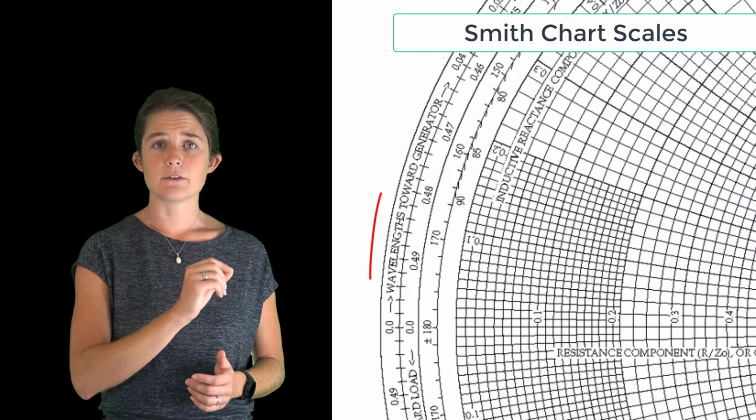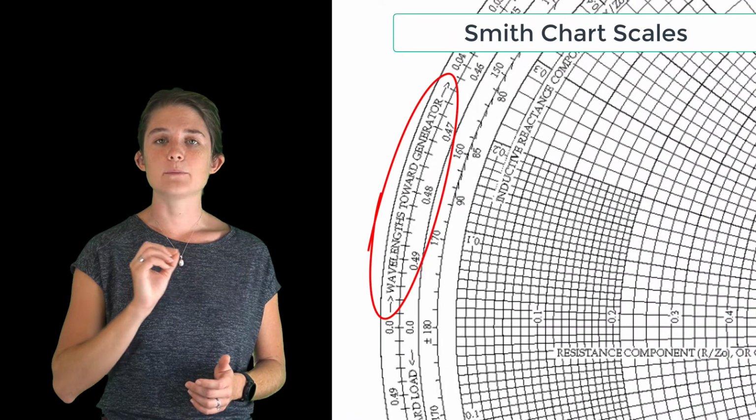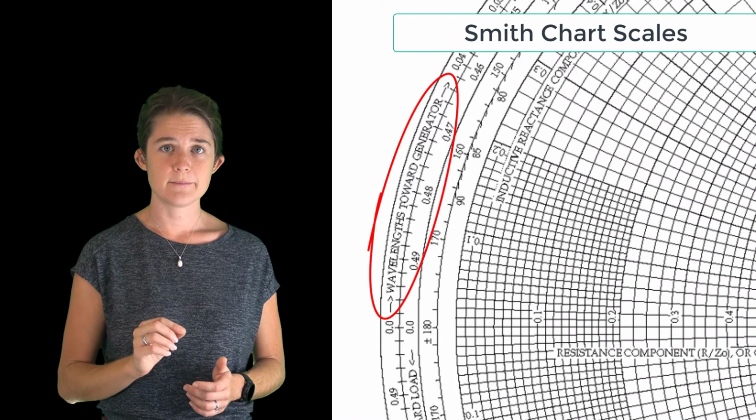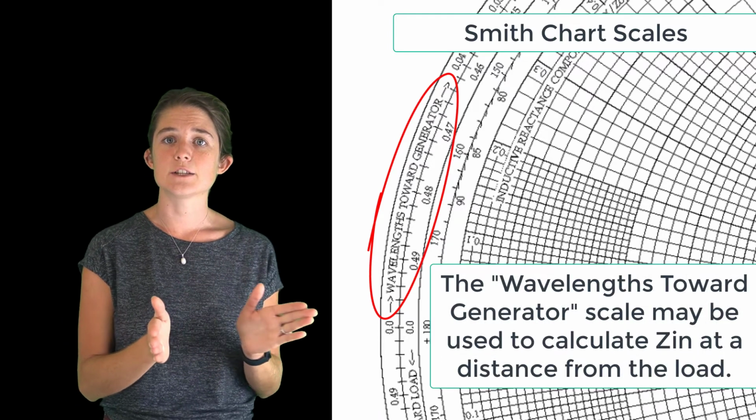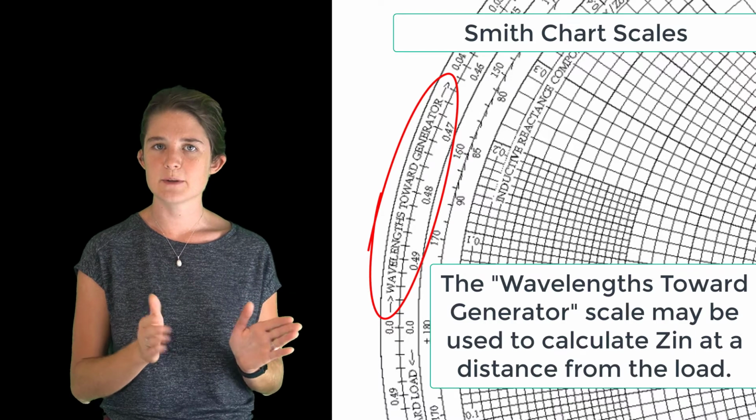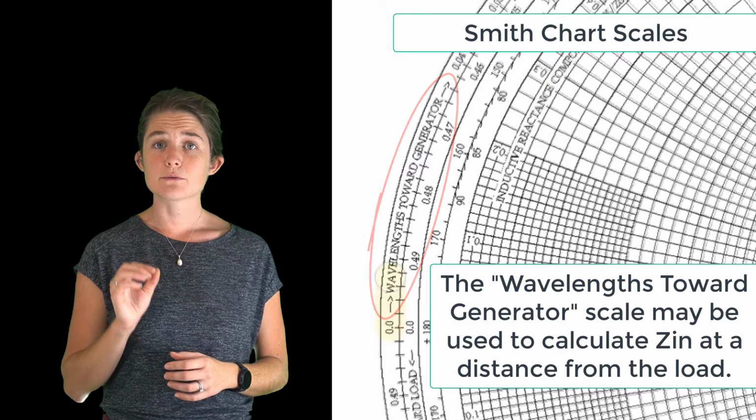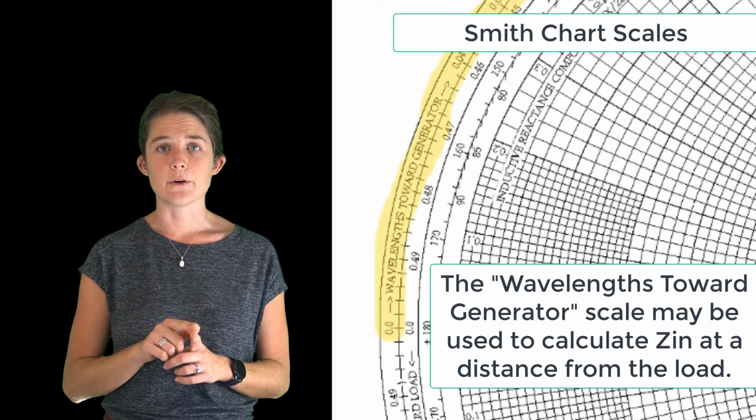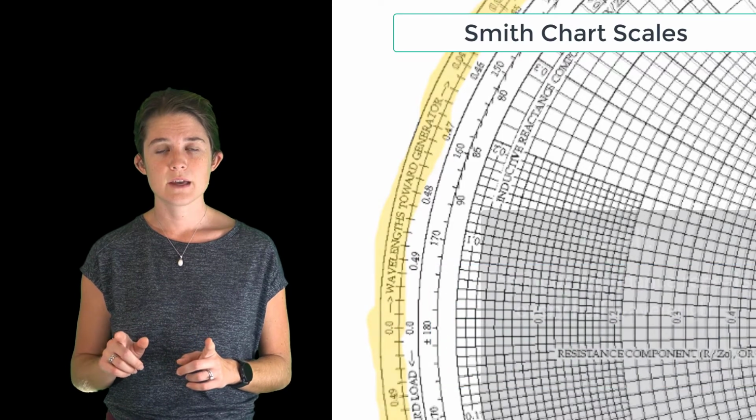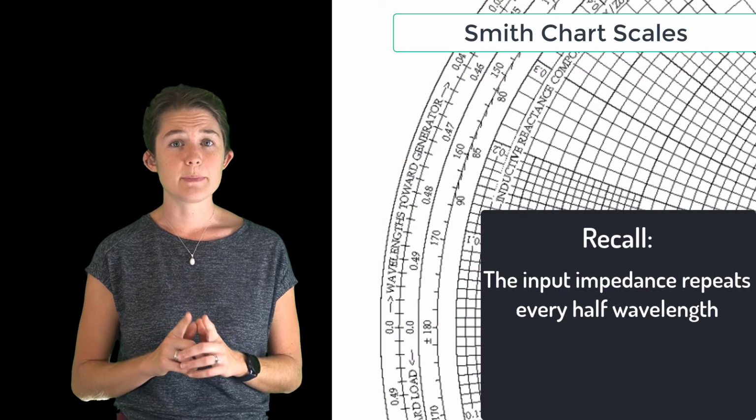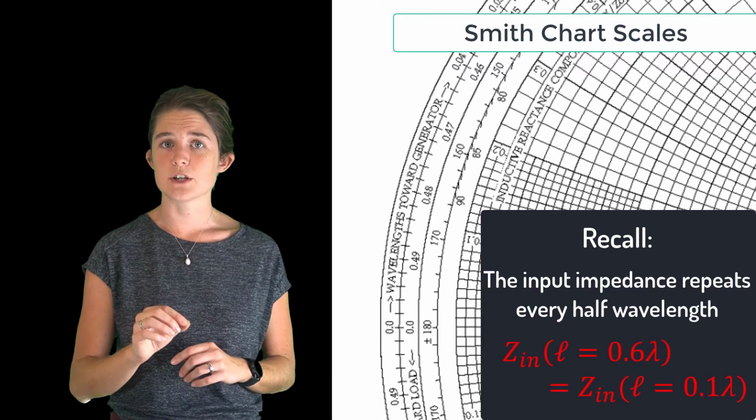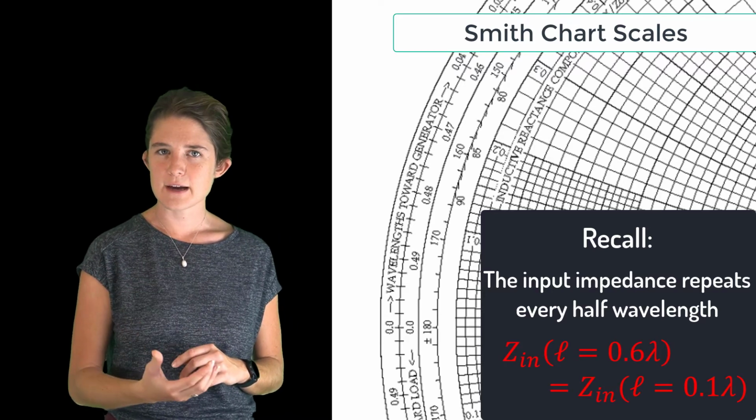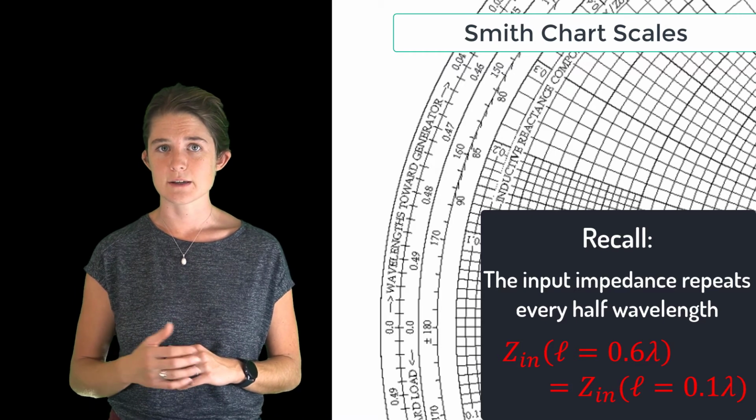Now look at this scale around the outer perimeter of the chart, labeled wavelengths toward generator. This scale is used for calculating Zin at a distance from the load, as we did in the transmission line module. Note that the range of this scale goes from 0 to half a wavelength. That's because the input impedance repeats every half wavelength. Adding 0.6 wavelengths of transmission line will have the same effect as adding 0.1 wavelengths of transmission line.